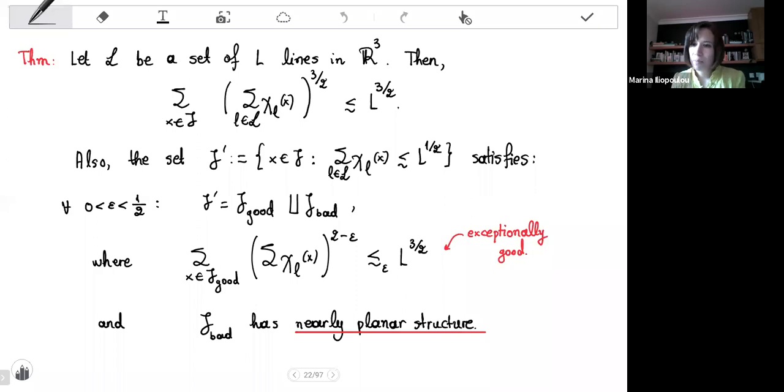We call this structure nearly planar. It will mean that the joints and the lines forming them, the bulk of the lines forming the joints, cluster on planes. I will explain what it is in a minute. And these are the joints responsible for however bad the top inequality is. Without them, you get better estimates.